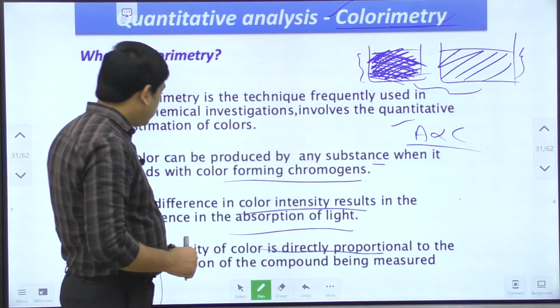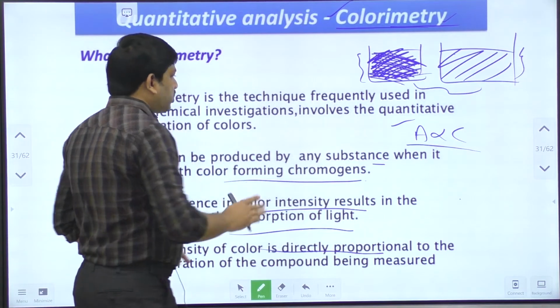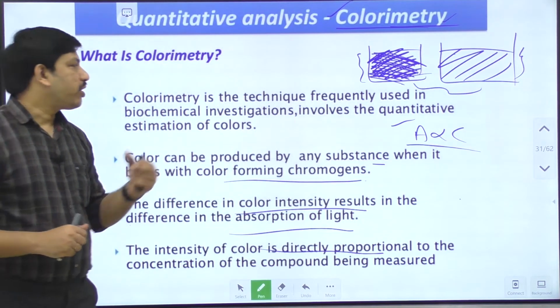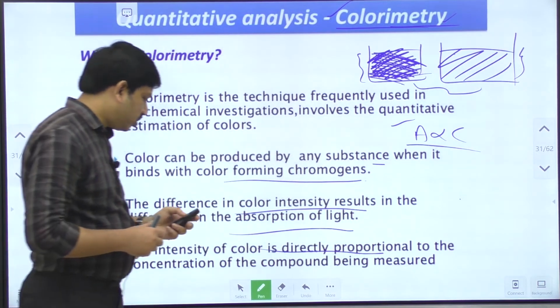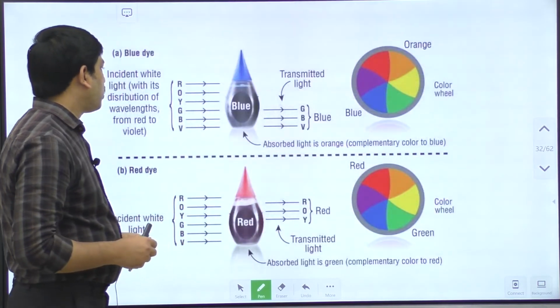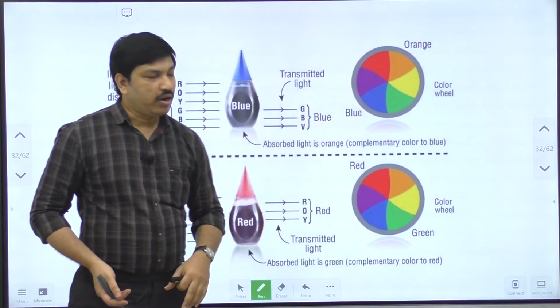So in colorimetry, these points are actually very important. With this knowledge, I am going to take one example in order to understand what colorimetry is and how it is useful to measure the unknown solution concentration. Let us start, and here we can also understand the meaning of complementary color.